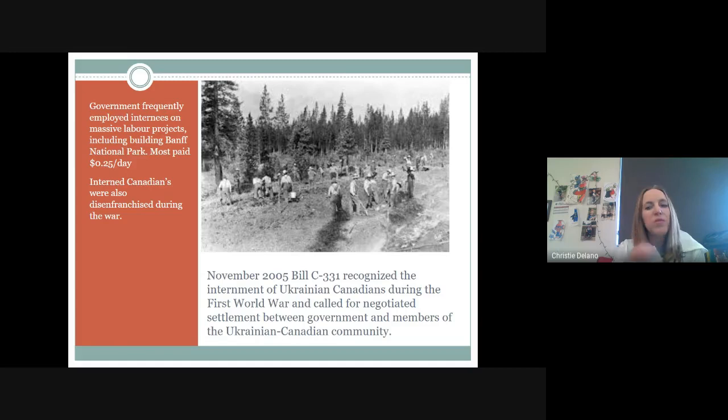It's not until November 2005, so you guys were kids, when the government of Canada passed Bill C-331, recognizing the internment of the Ukrainian Canadians during the war, and essentially called for reparations to be given to the Ukrainian Canadian community. Actually, most of those who were interned had since passed away just by age. So the government basically tried to negotiate a settlement with the community at large as an apology.